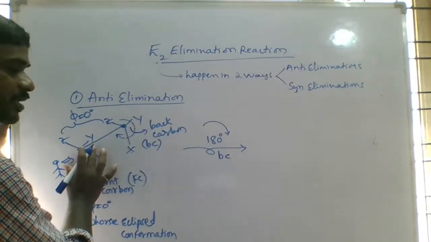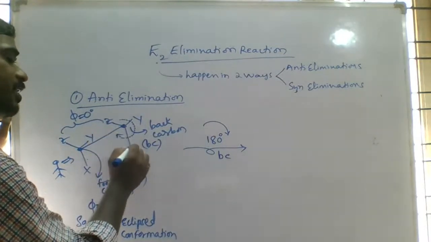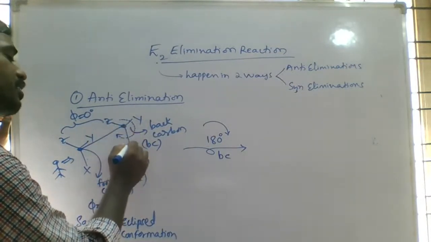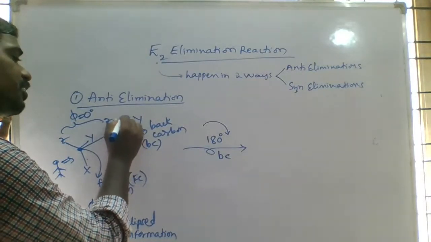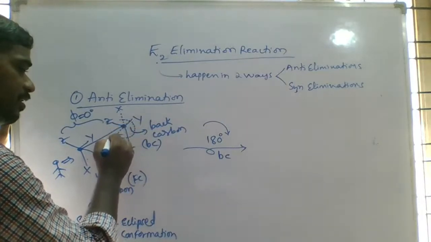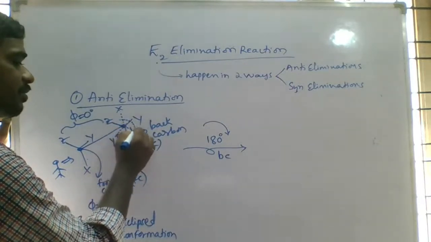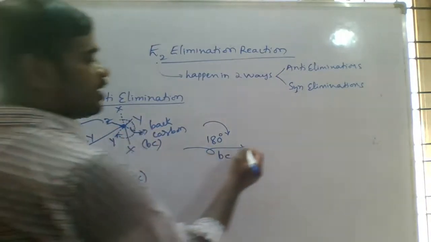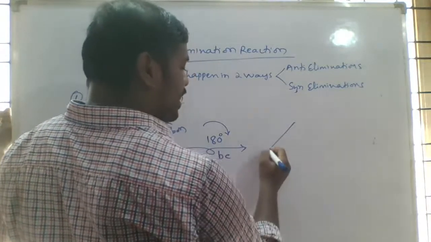After the 180 degrees rotation, this carbon has no change. Only the back carbon changes. What happened? The X is going exactly here, the Y is going exactly here, and this Z is going here. So the result is a diagonal line.